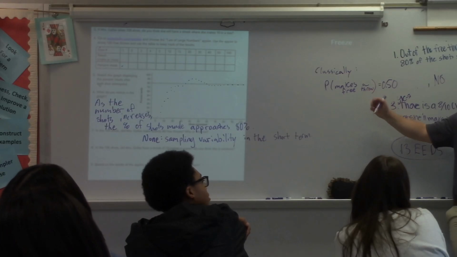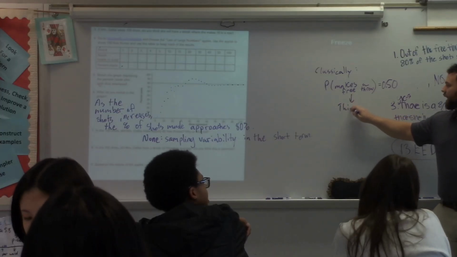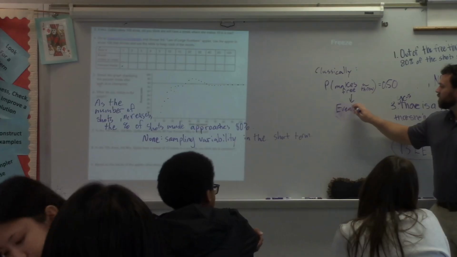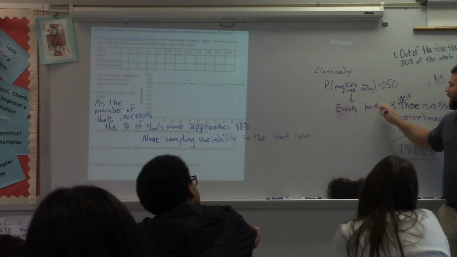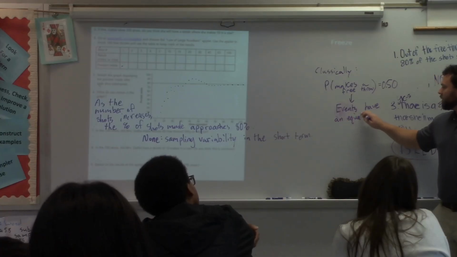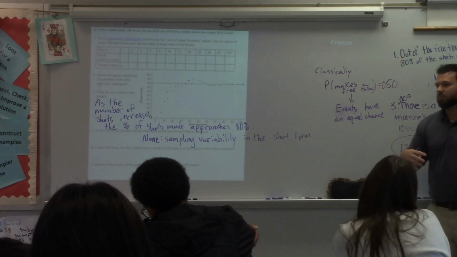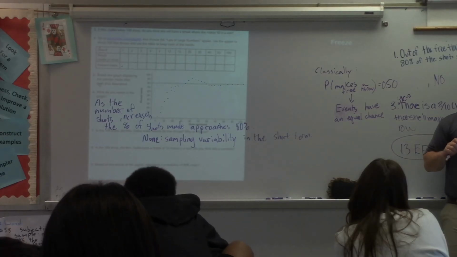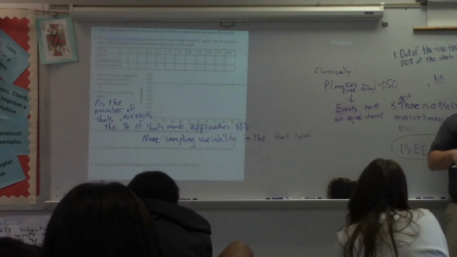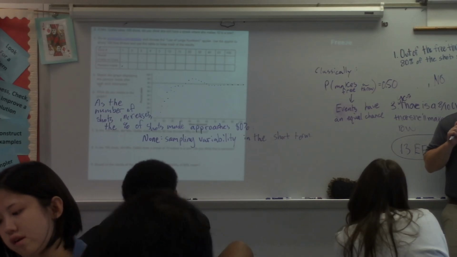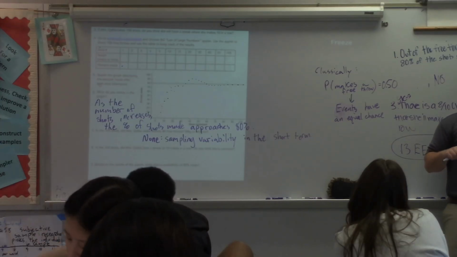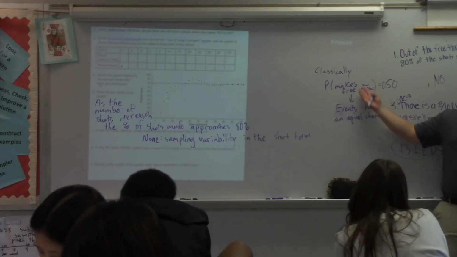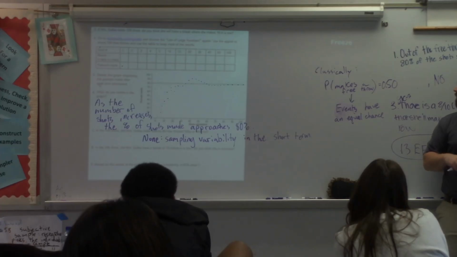So classically, this is when events have an equal chance of happening. An event is just what can happen as a result. It's also called an outcome. Actually, no. Outcomes include multiple events, but an event is just what could possibly happen for a single variable, right? So we would use a classical definition when events have an equal chance of happening.